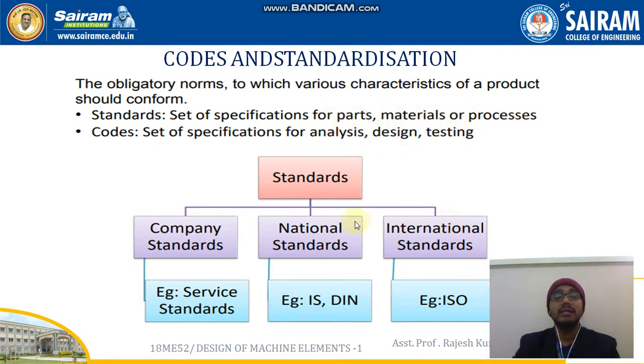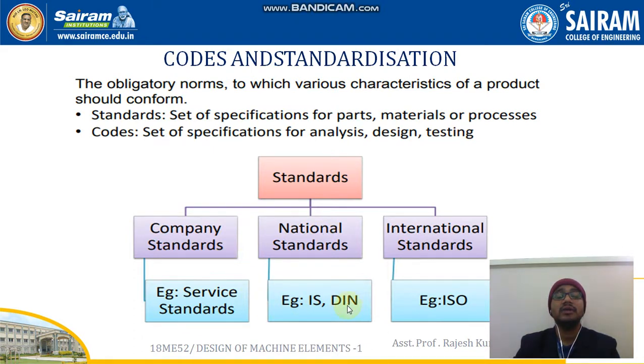Moving to the standards, they can be classified into three types: company standards, national standards and international standards. Company standards are where the company brand will be highlighted on the particular product. For example, the service standards we have discussed. Then what do we mean by national standards? National standards mean the product will be approved nationwide. Examples are ISI mark, DIN, and all those things.